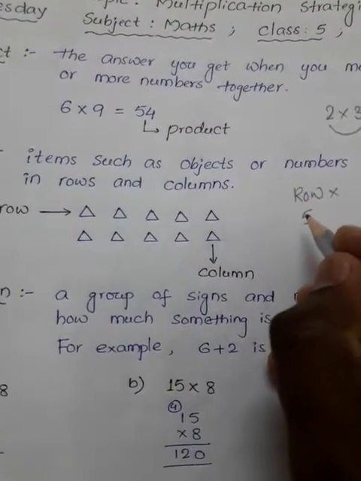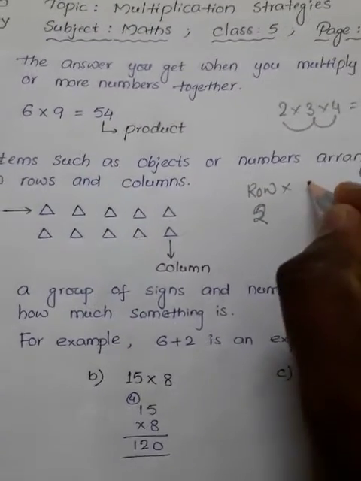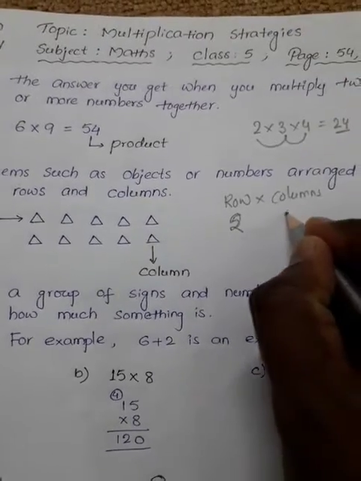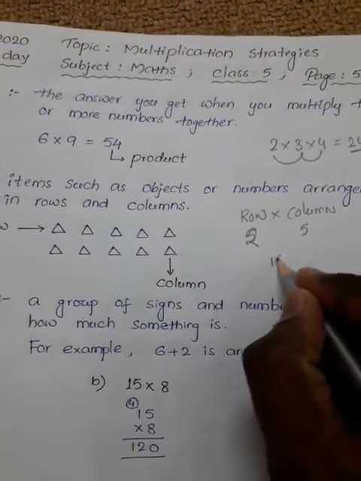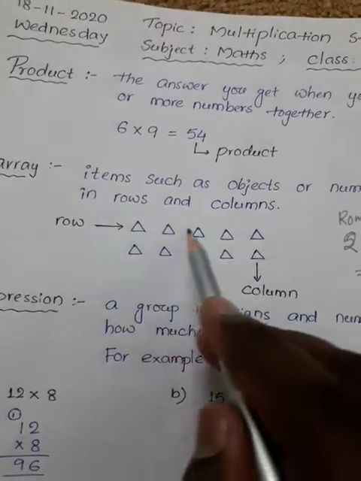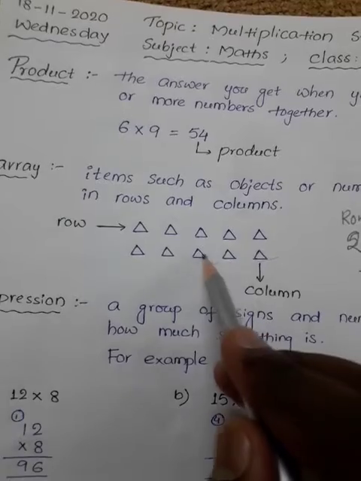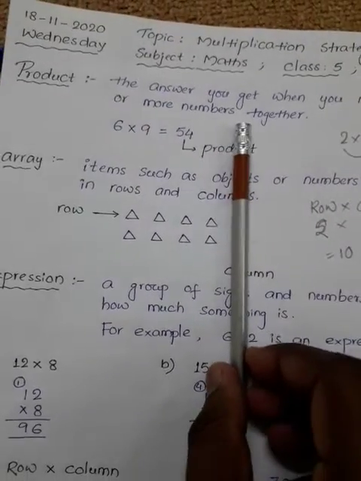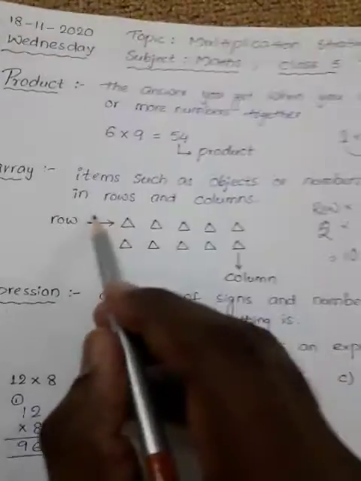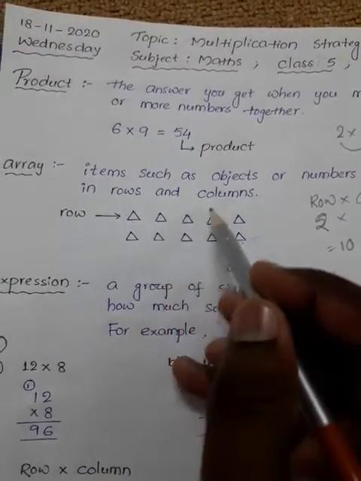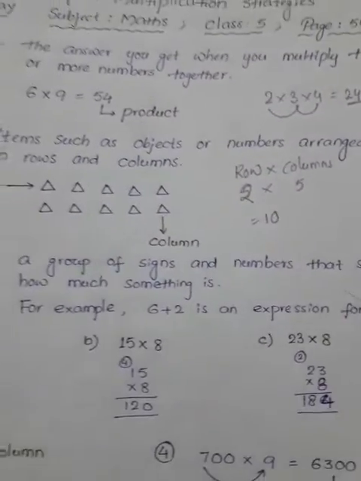Sorry, there are 2 rows. There are 2 rows, and how many columns are there here? 5 columns, right? So 2 fives is how much? 2 multiplied by 5 equals 10. Look here. So in total there are 10 triangles: 1, 2, 3, 4, 5, 6, 7, 8, 9, 10. So remember, this is called row and this way is called column. 2 rows and 5 columns. So 2 times 5 equals 10.